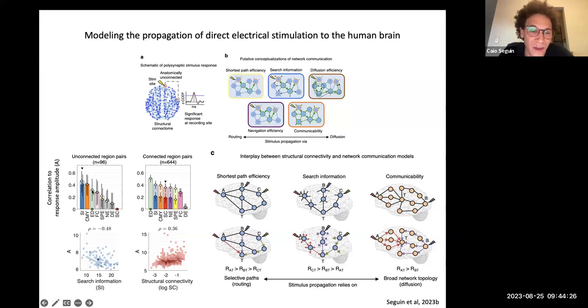And this is kind of what we found. We found that generally search information and communicability were the best measures, which signals that this more diffusive conceptualization of network communication is the most predictive one, at least of electrical stimulus propagation. So I thought this was pretty cool.